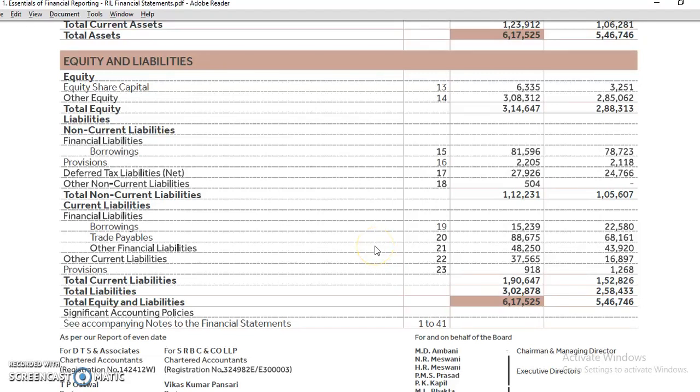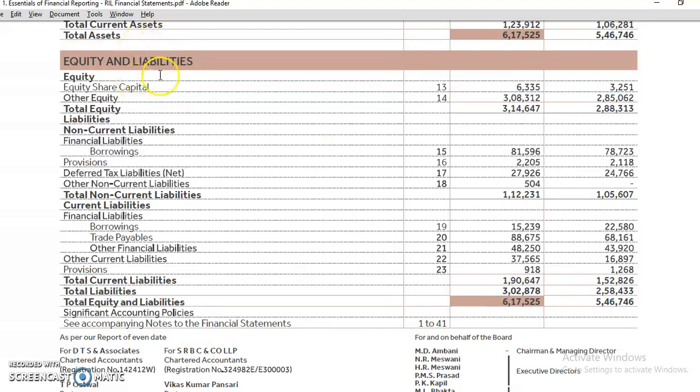Hello and welcome back. In the previous sections, we learned in detail about the assets, their components, their valuation, and where we need to be careful while looking at those assets. In this section, we will be looking at equity and liabilities.